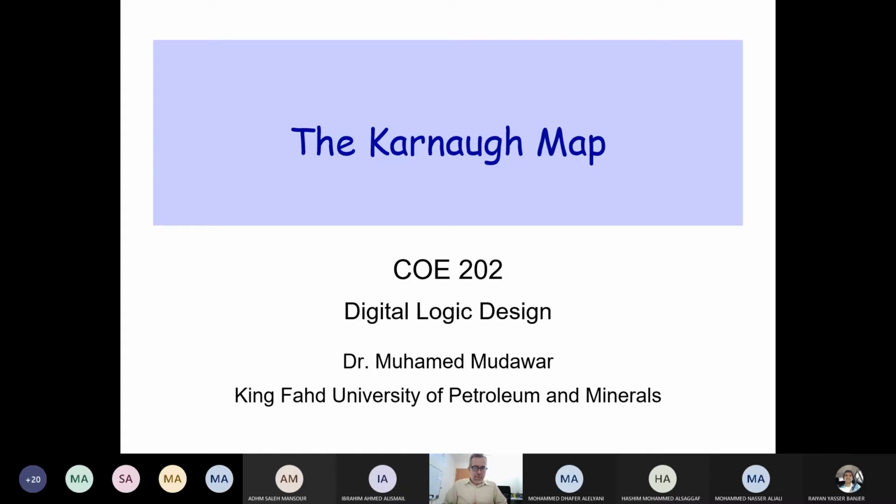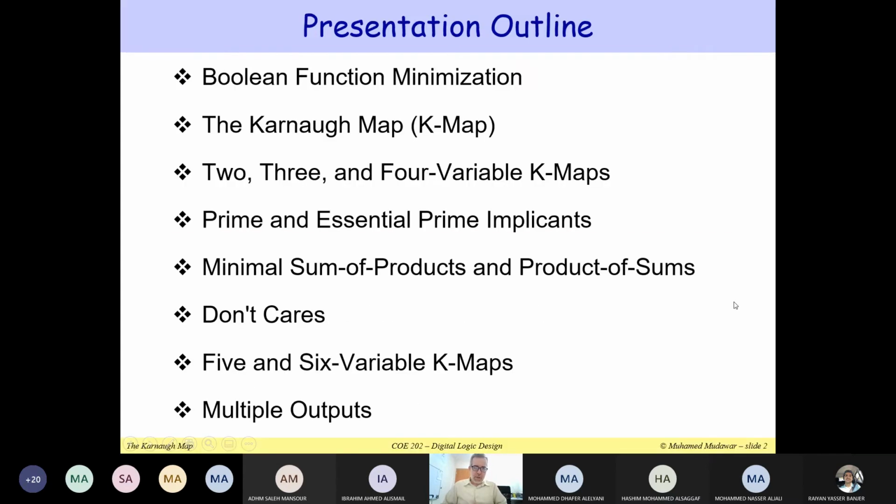Today, I would like to talk about the Karnaugh map. And this is the outline of this presentation. So I'll talk about Boolean function minimization. I'll talk about the Karnaugh map. We'll see 2, 3, and 4 variable Karnaugh maps. I'll talk about prime and essential prime implicants, minimal sum of products, minimal product of sums, don't cares.